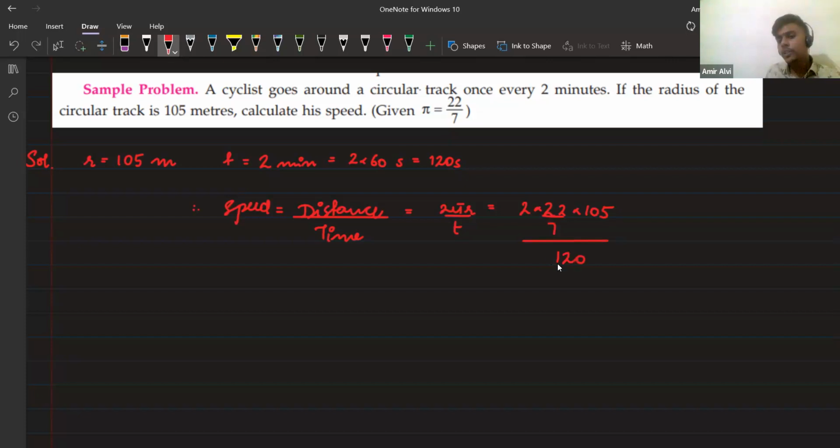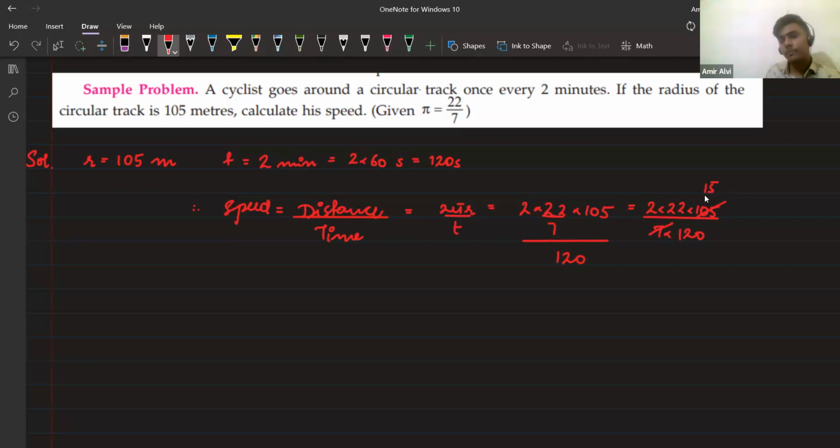So this is a double division. This 120 will go in the denominator. So this will be 2 into 22 into 105 by 7 into 120. So 7 into 120, this will cancel this 15 times.